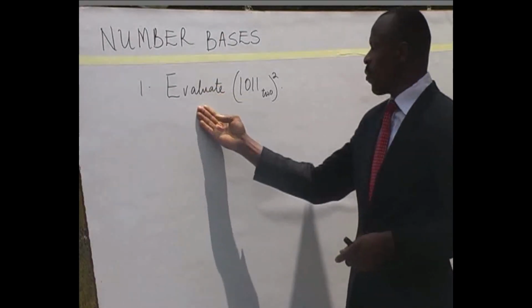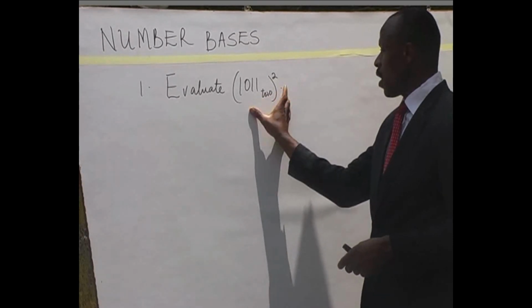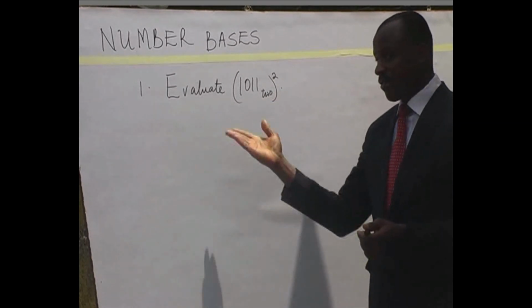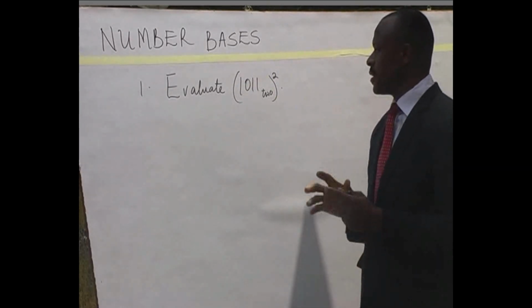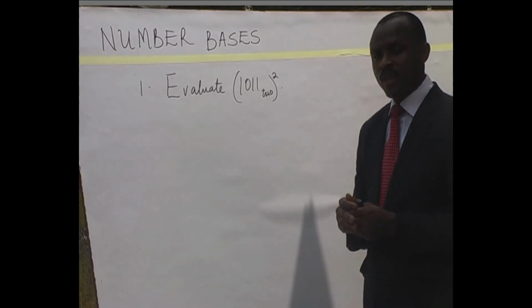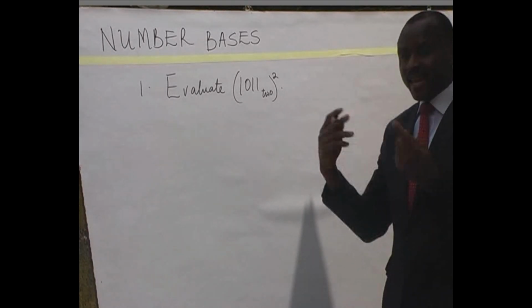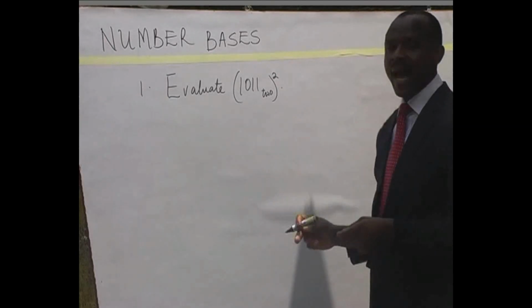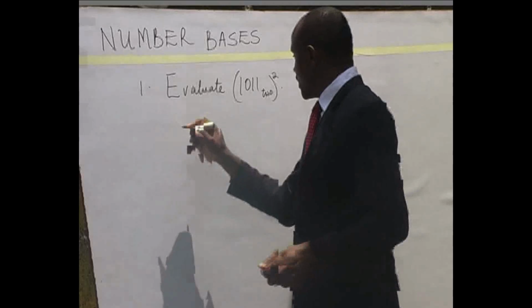So we should evaluate 1011 base 2 all squared. If you're given something like this to do, what I'm going to do is this. First of all, convert this 1011 to base 10. When you convert it to base 10, you take the square and bring it back. The long process.